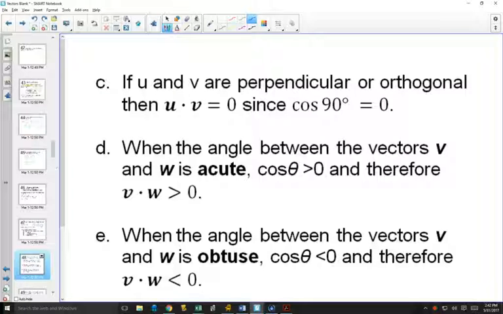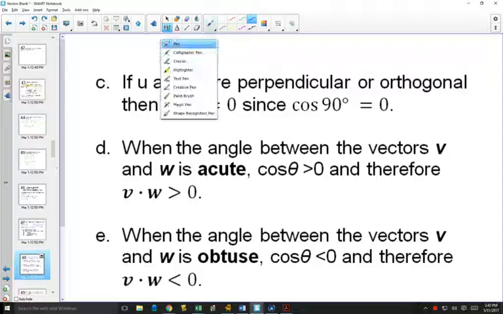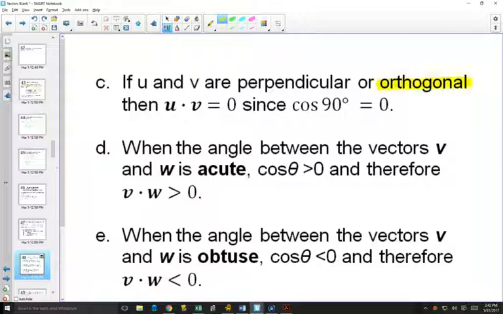So if you have 2 vectors and they're perpendicular, and here is your fun new word for the day. This is another word for perpendicular, orthogonal.